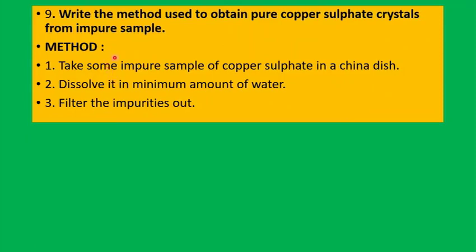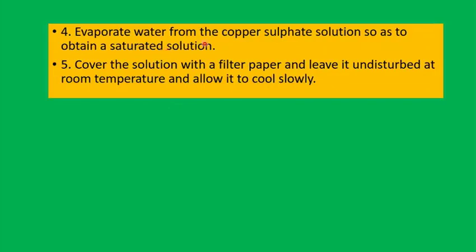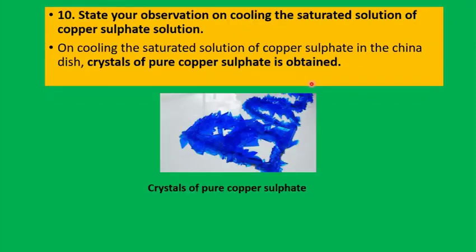Now what is the method? Take some impure sample of copper sulfate in a china dish, dissolve it in a minimum amount of water, and filter the impurities out. Next, you have to evaporate the water from the copper sulfate solution so as to obtain a saturated solution. After that, cover the solution with filter paper and leave it undisturbed at room temperature and allow it to cool slowly. So what do you observe?